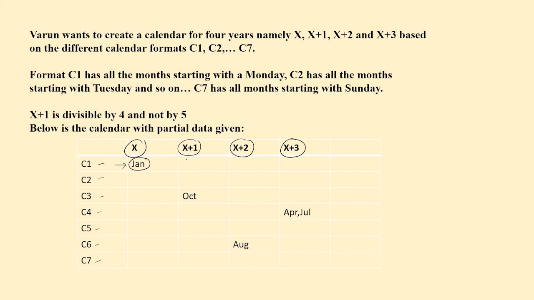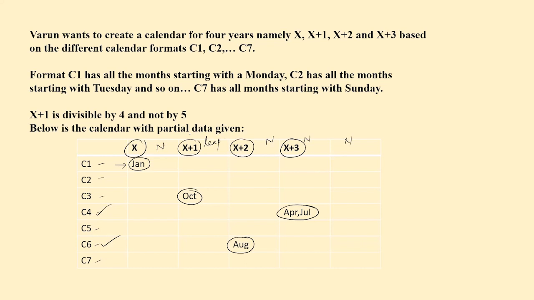Now in the year X plus 1, October lies in the cell C3, which means October 1st in the year X plus 1 was a Wednesday. August 1st in the year X plus 2 was a Saturday. April 1st and July 1st in the year X plus 3 was a Thursday. This is how it works. And X plus 1 is divisible by 4 and not by 5. What does this statement mean? Yes, it means that it is a leap year. So if X plus 1 is a leap year, I can assure that the others have to be normal years, and the next upcoming 3 years are also going to be normal.